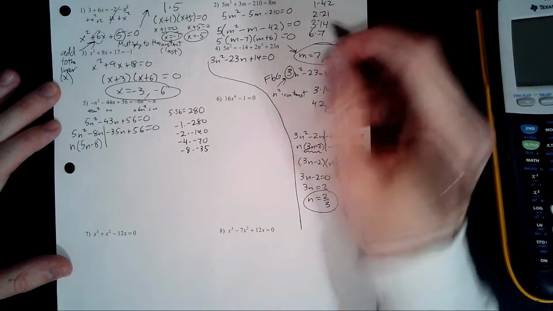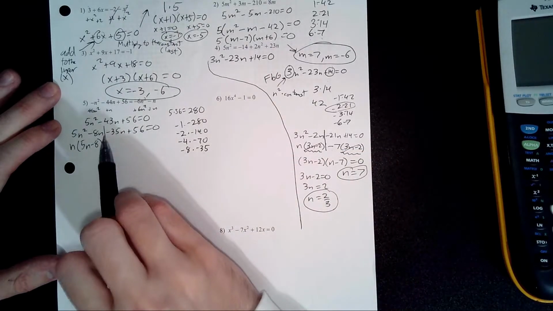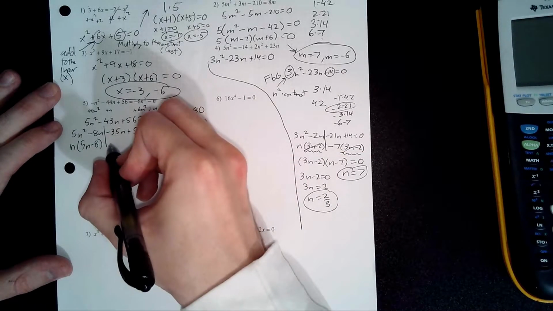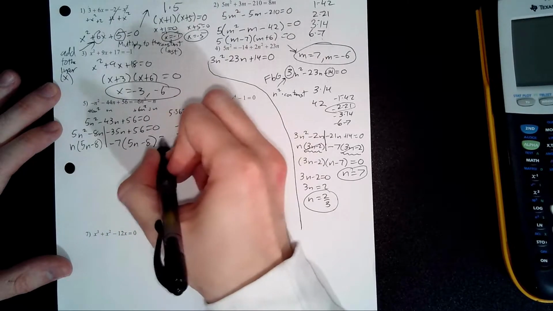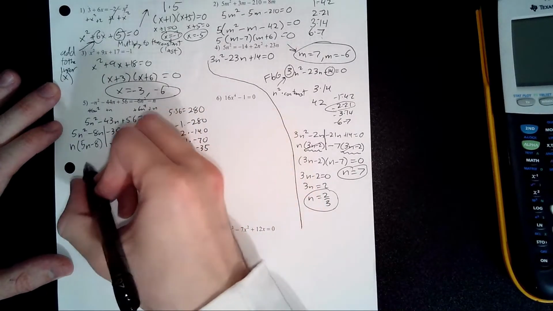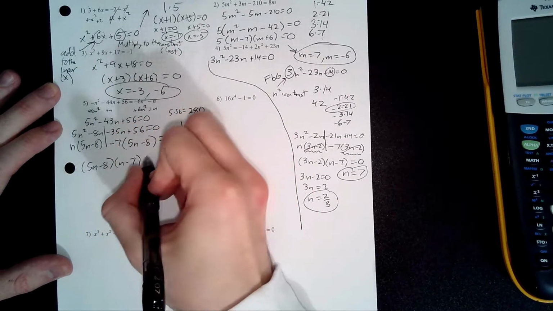Then what comes out of 35 and 56? Turns out it's a 7. And again, if that's a negative, you always got to pull it out. Negative 7. 5n minus 8 equals 0. Sure enough, these two things are the same. 5n minus 8 multiplied by n minus 7 equals 0.